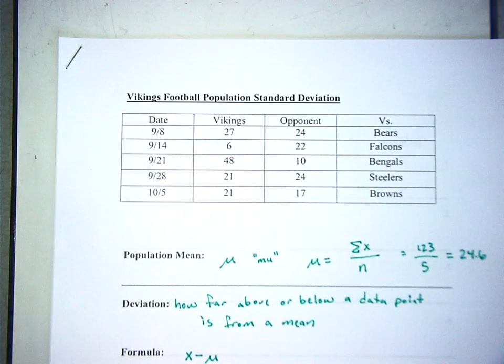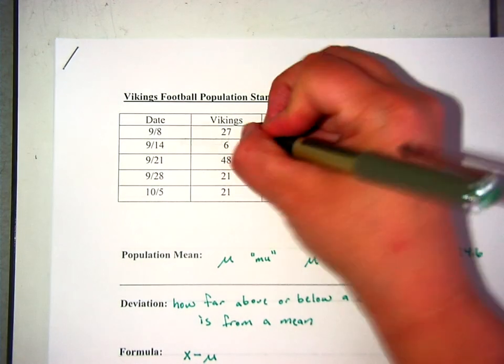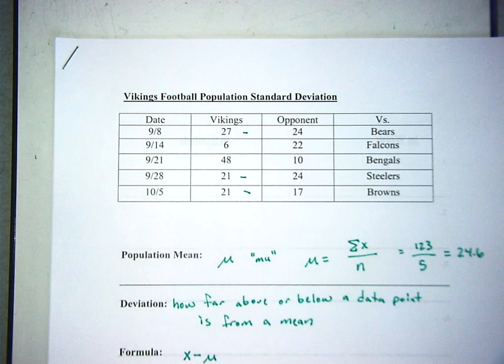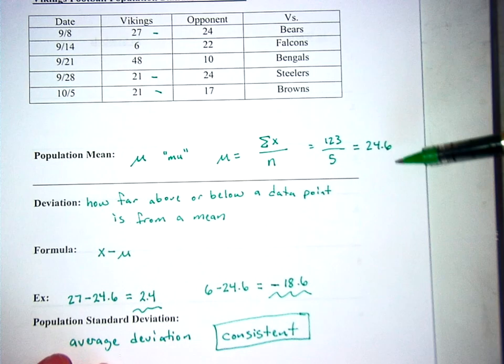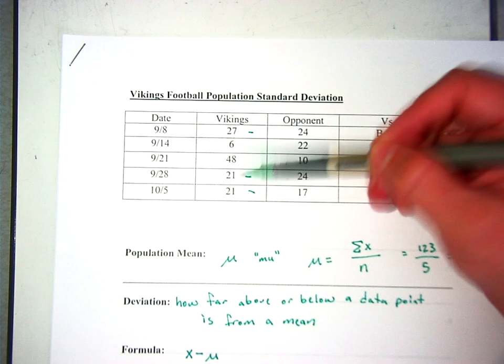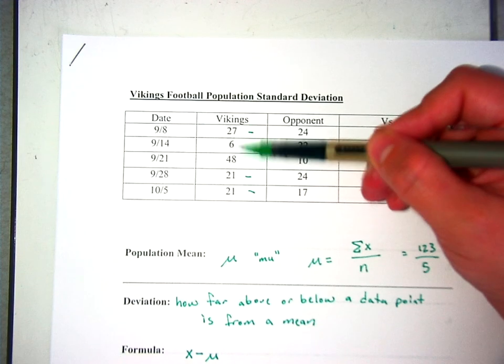What do you think? Do you think the Vikings are consistent? No. I'd say, man, if you look at these three, pretty consistent. That 6 is pretty low. That 48 is pretty high. So, it evens out. Well, not really. I mean, it would on a mean, right? Because on a mean, it makes sense that this average is 24.6. Yeah. Because these are all in the 20s, and this one's really high and this one's really low. They kind of even out.